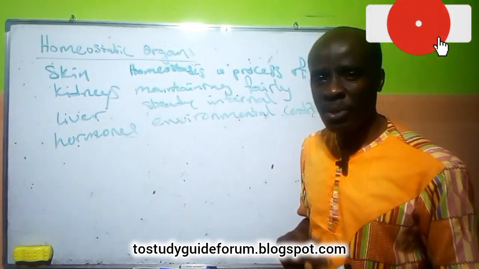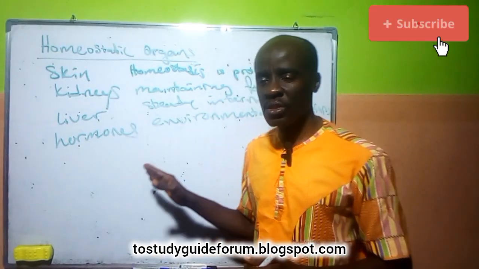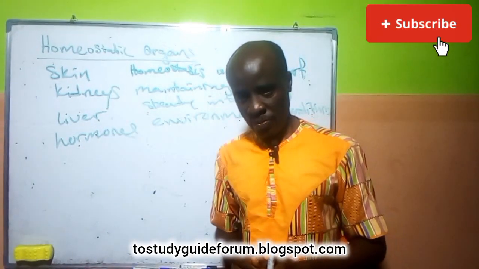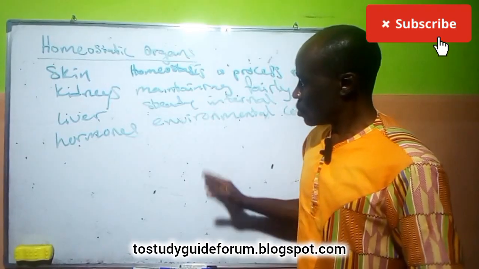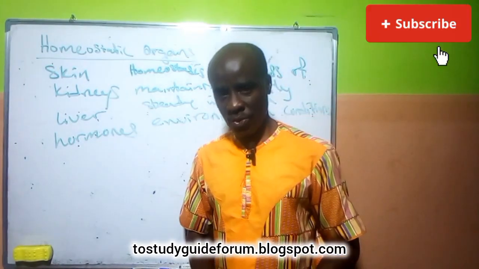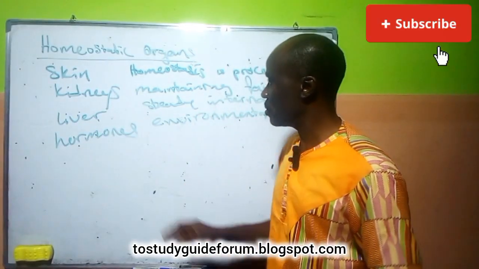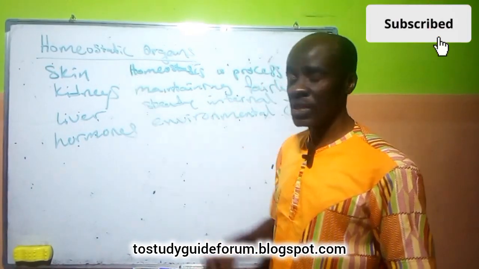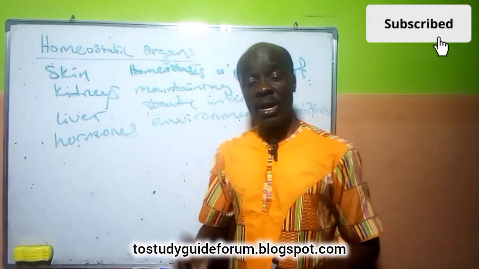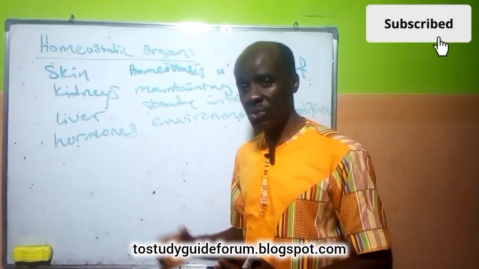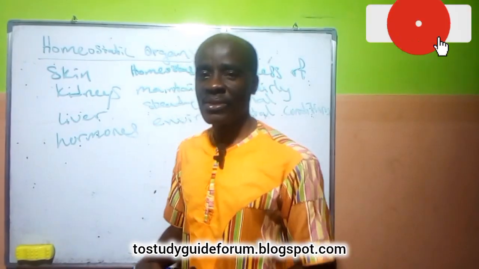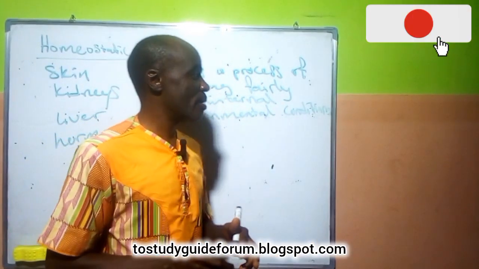Now, whenever the condition of the body fluid changes, it will affect the homeostatic state of the body. It will not make them be in balance anymore. So, some of the things they checkmate are the pH, which is the hydrogen ion concentration. Note that that is one of the things the homeostasis process checkmates. Another one is the temperature, which I've already told you, and also the osmotic pressure.